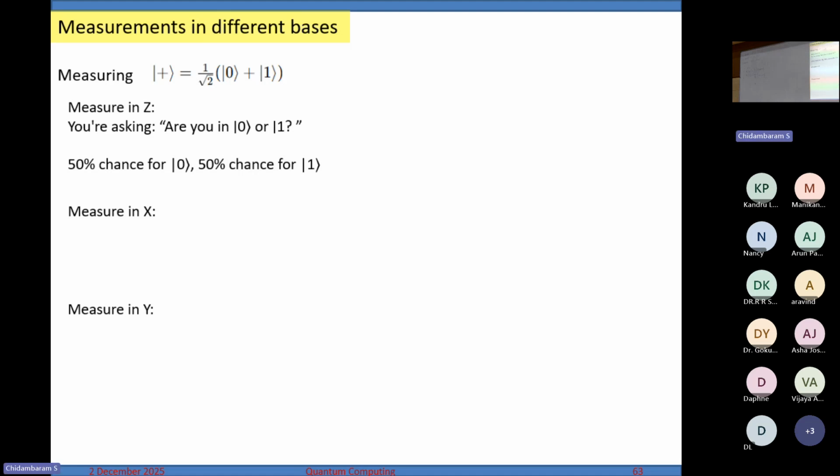Now measuring in X basis, what is the question? Are you with plus or minus? Now anyway it is with plus. So 100% sure to get plus. Measure in Y, 50% chance to get i, 50% chance to get minus i. Right?